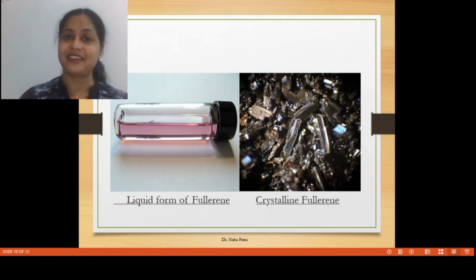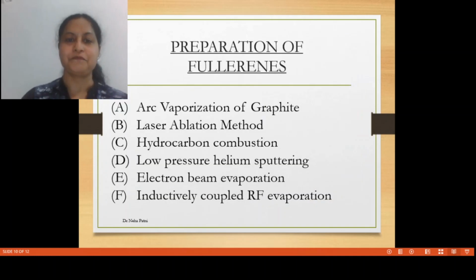One more interesting thing about it is that it has different colors. Now if you can see here, in solid, crystalline form, it looks like this, but imagine when you dissolve it in a solvent and it becomes liquid, the color is this. Such a pretty solution it is, light pink Fullerene. So that is how it changes color also.